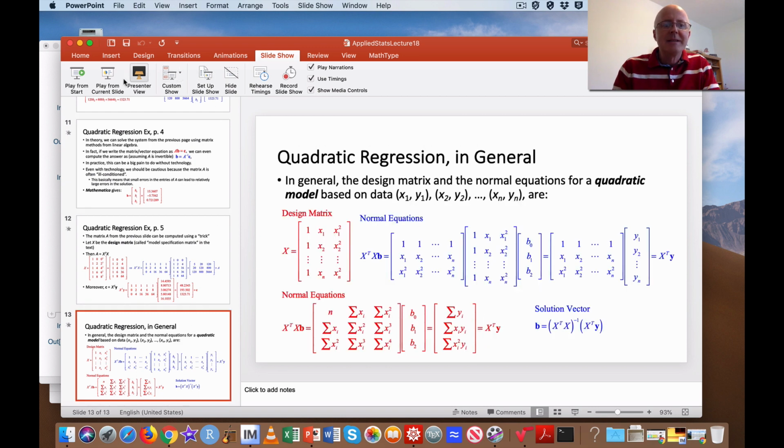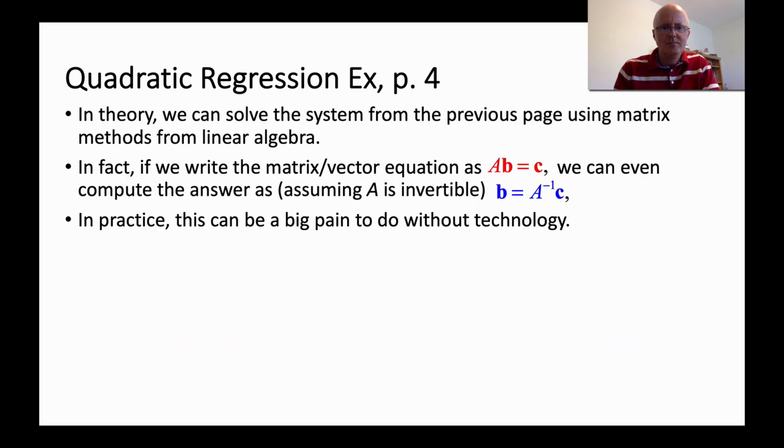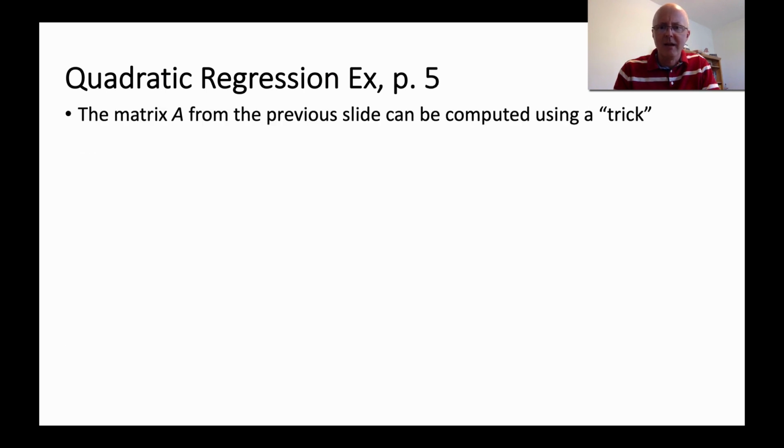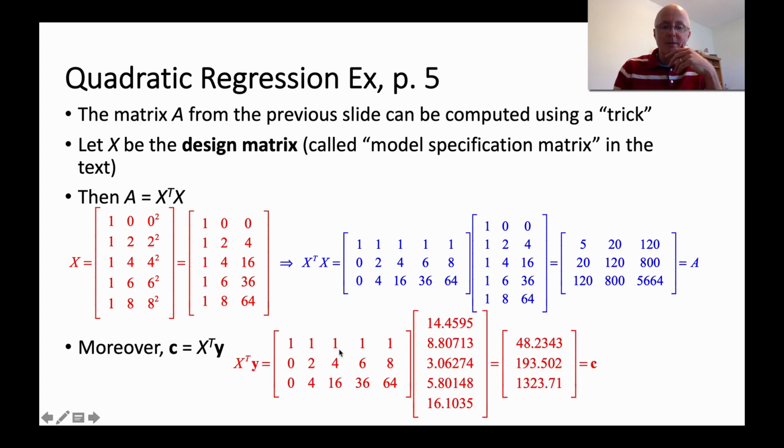That is, again, something called the design matrix. And again, the A, where am I? Here we are, sorry about that, is computed as x transpose times x. Moreover, C, the numbers on the right-hand side of the A, B equals C equation, is x transpose times y. There's the transpose of x. Here's y. These are the second coordinates of the data: y1, y2, y3, y4, and y5.